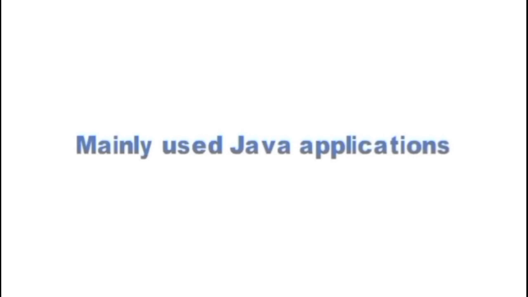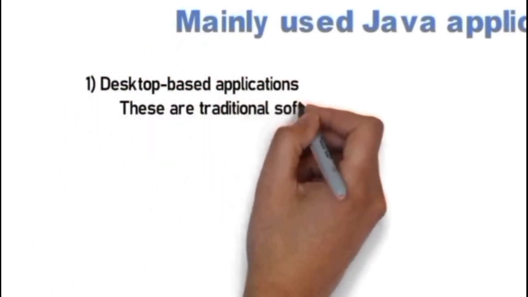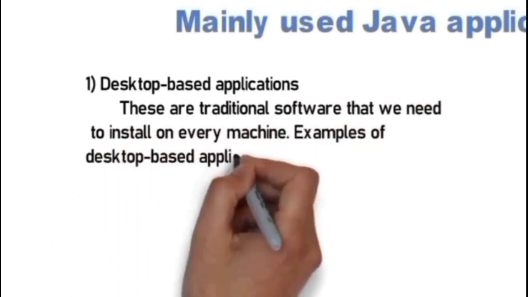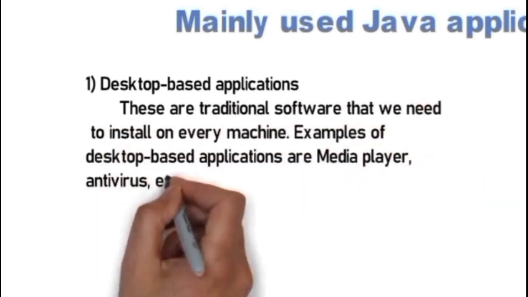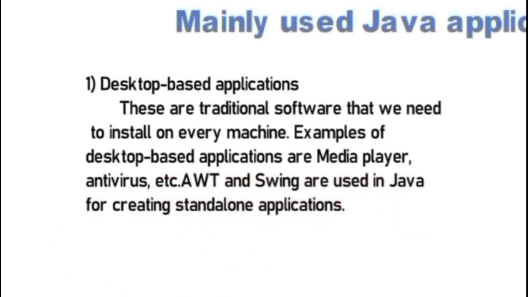First, desktop-based applications. They are the traditional software that we install on every machine. For example, it can be a media player, antivirus, or even a compiler. In most cases, AWT and Swing are used to create standalone applications, which are desktop-based applications.